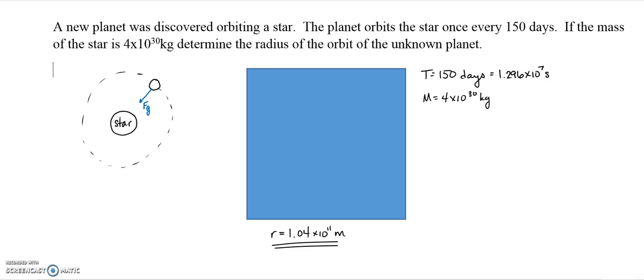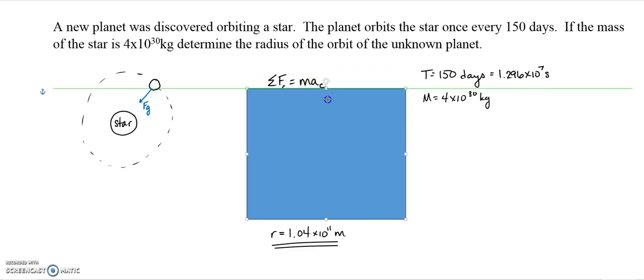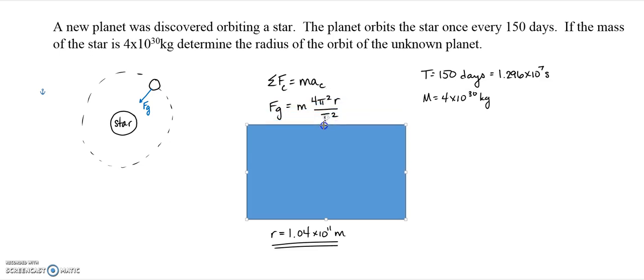But now I got a force diagram. What can I draw? That's right, a net force equation. So the net force equation should look like this. Always start with the bread and butter: sigma F_c equals m a_c, and then you ask yourself, what are my forces? The only force is the force of gravity. So force of gravity equals mass times centripetal acceleration. I replace centripetal acceleration with this.